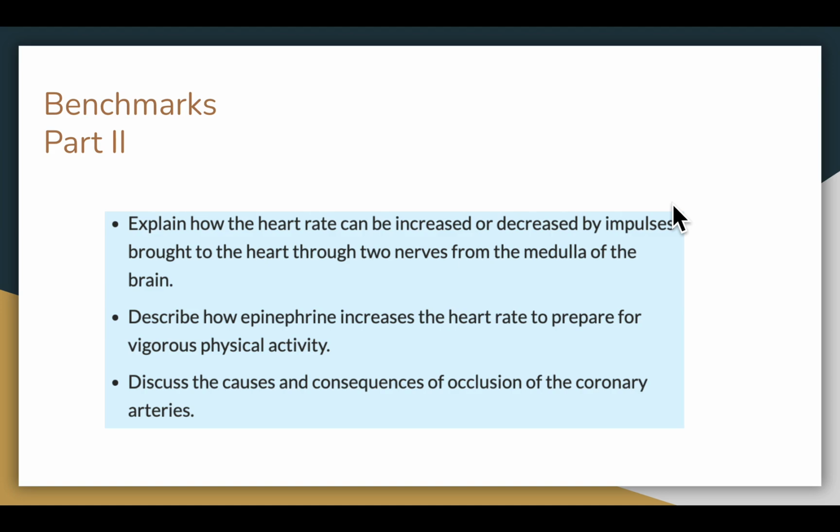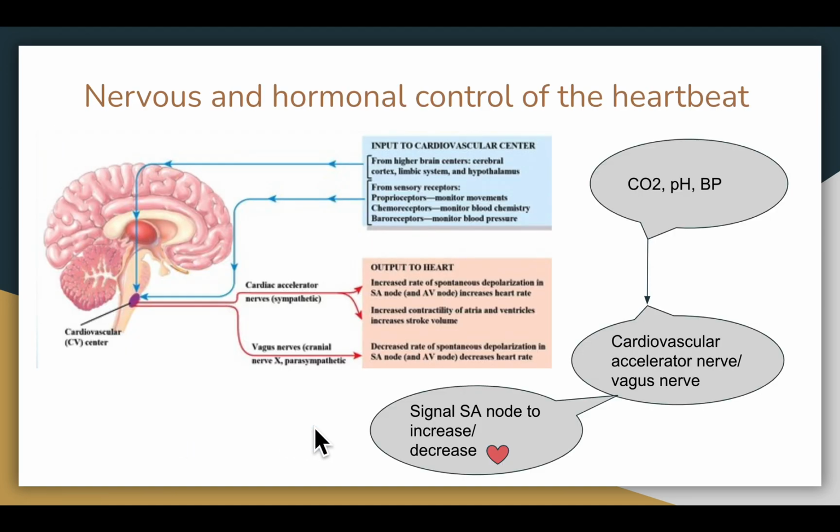So moving on to the second part of the video, where we will explain how the heart rate can be changed by impulses brought to the heart through two nerves from the medulla of the brain, and we will describe how epinephrine increases the heart rate to prepare for vigorous physical activity and discuss the causes and consequences of occlusion of the coronary arteries. So, the rate of a heartbeat can be controlled by a variety of factors, ranging from fight or flight responses, the internal environment of our body, such as the blood chemistry, to the level of activity we're undertaking. So how this exactly happens, we'll talk about right now.